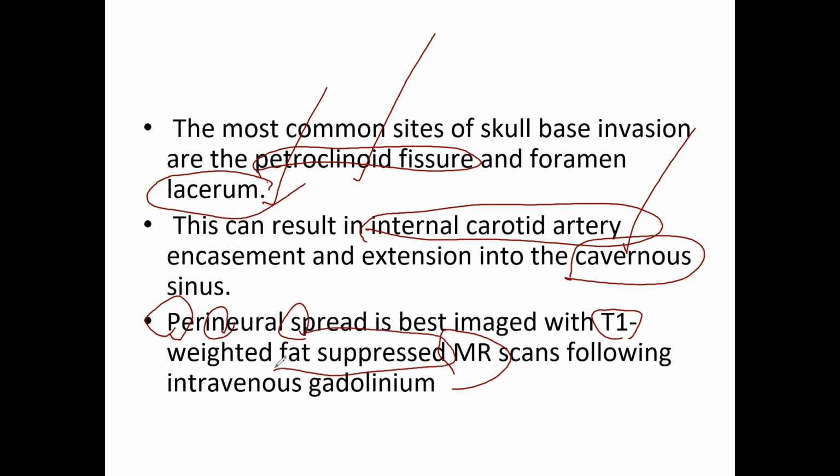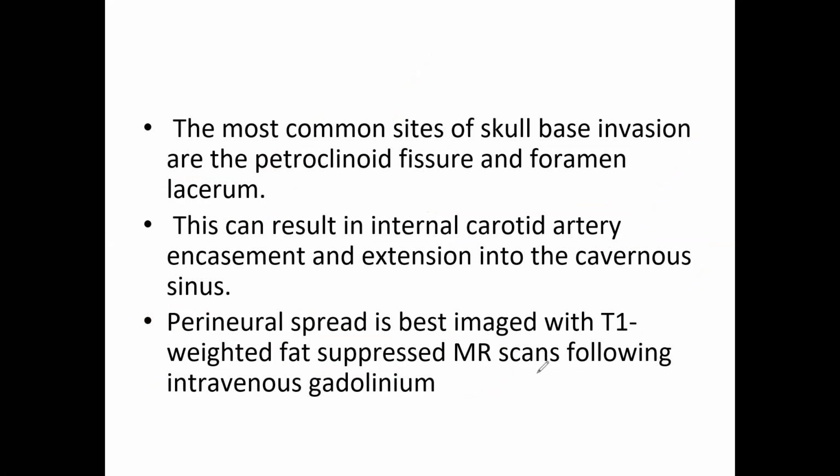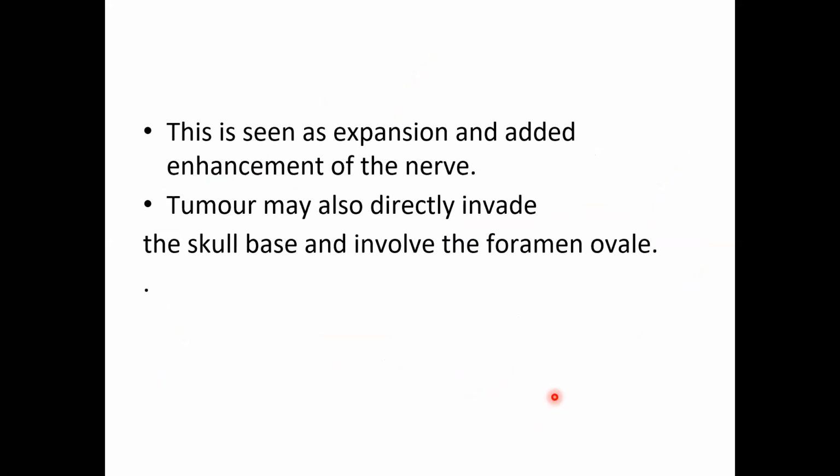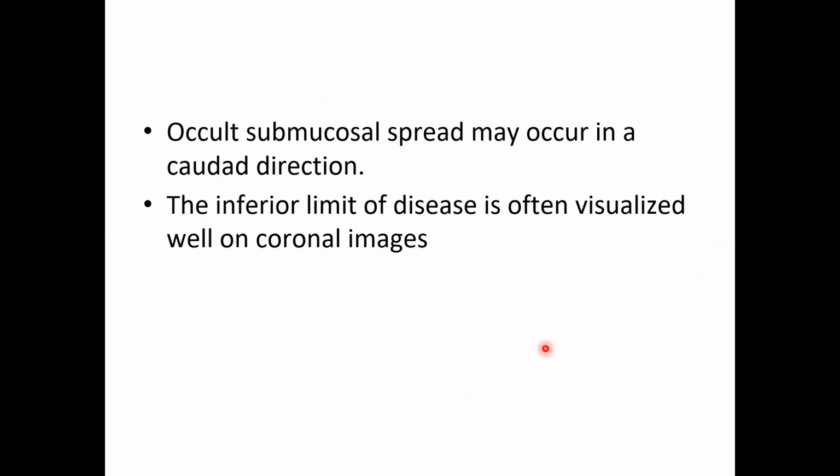Perineural spread can be seen on a T1 fat suppression scan along with gadolinium contrast. As you could see here, it appears as expansion and added enhancement of the nerve. The nerve is getting enhanced at this particular point. The tumor may also directly invade the skull base and involve the foramen ovale.